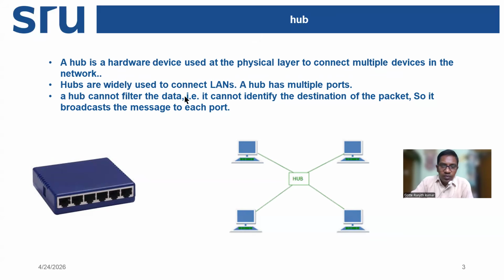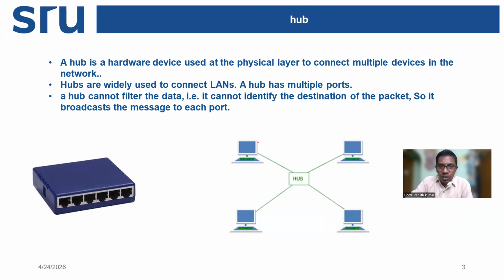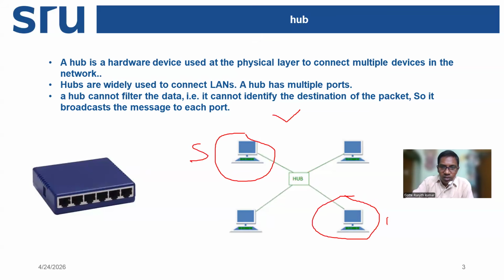But this hub, we generally call it a non-intelligent device, because whatever the message is, here this is the hub, and the hub is connected with different devices. For example, here this is the hub connected with 4 devices. Assume that this is the source system and this is the destination system.